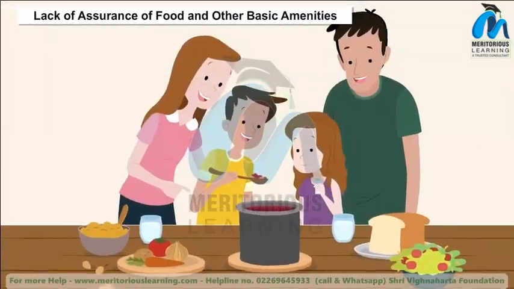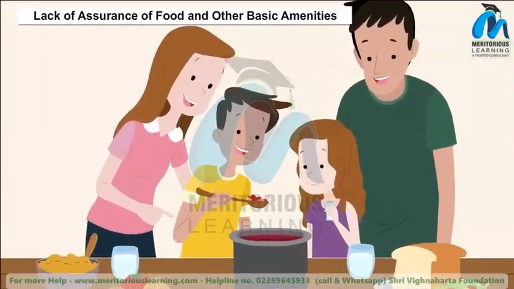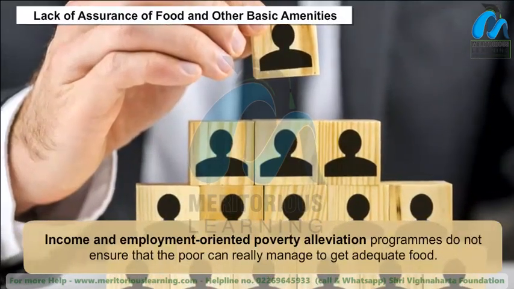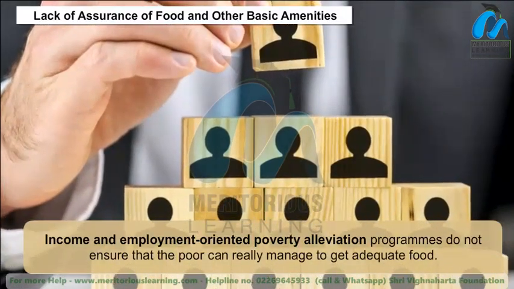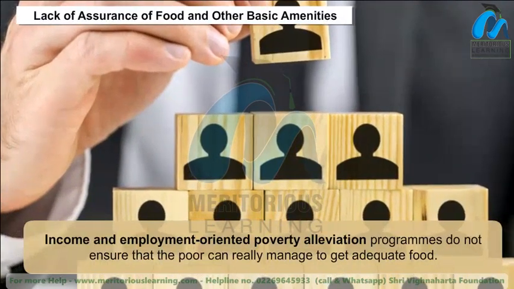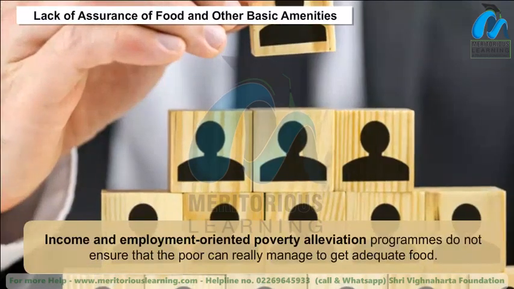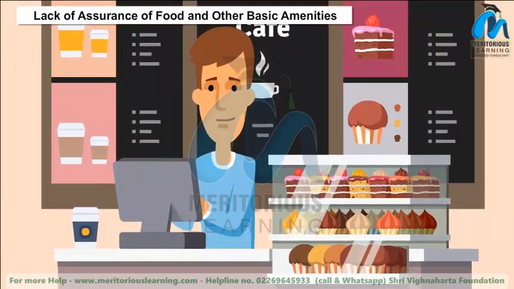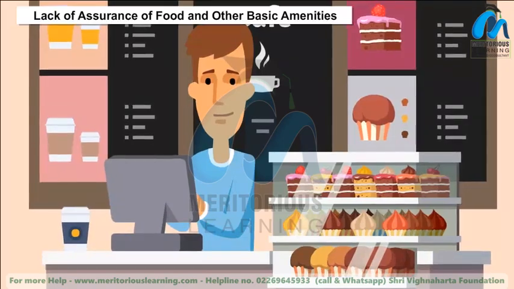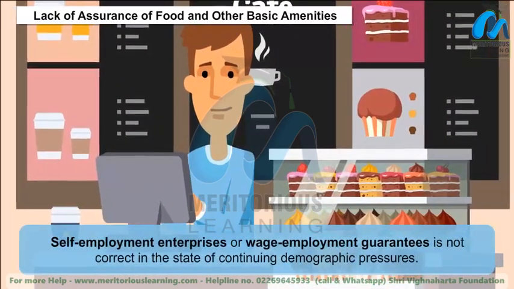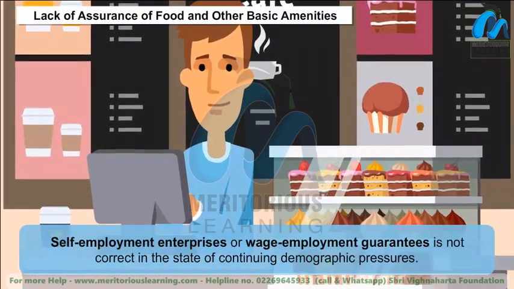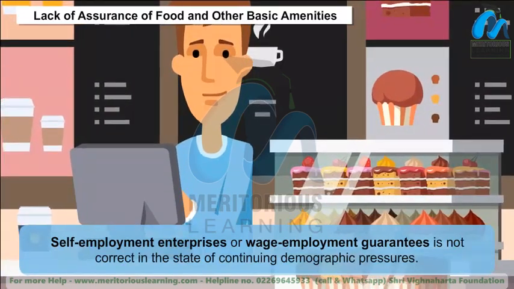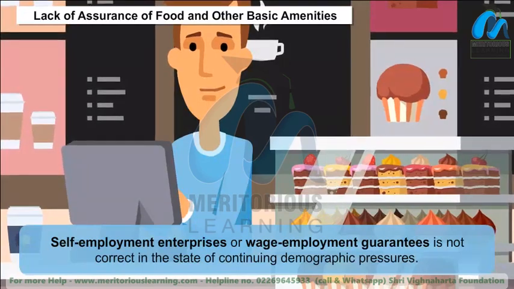Lack of assurance of food and other basic amenities. Income and employment-oriented poverty alleviation programs do not ensure that the poor can really manage to get adequate food all the year round for the family with the increased income. Other than this, the household approach being focused around self-employment enterprises or wage employment guarantees is not correct in the state of continuing demographic pressures and increasing number of small size of farm holding.